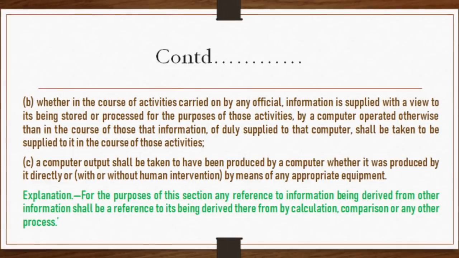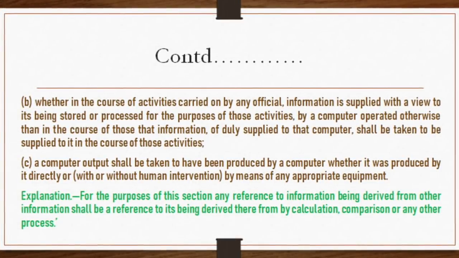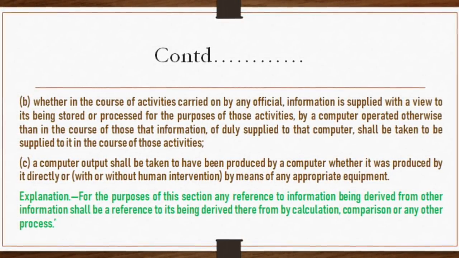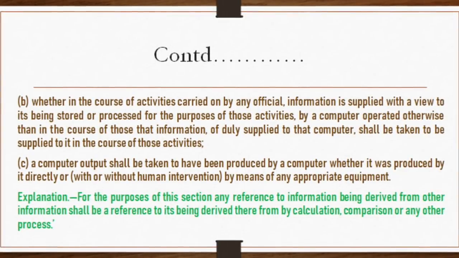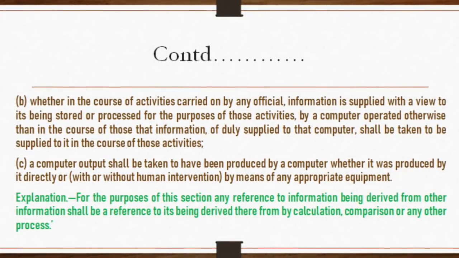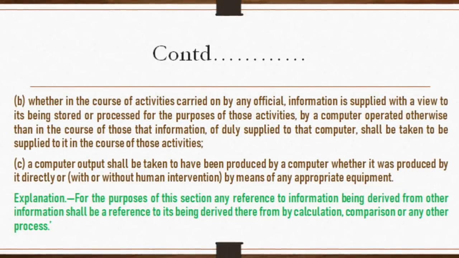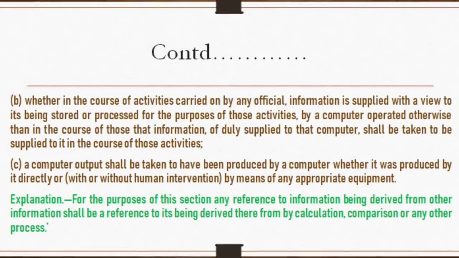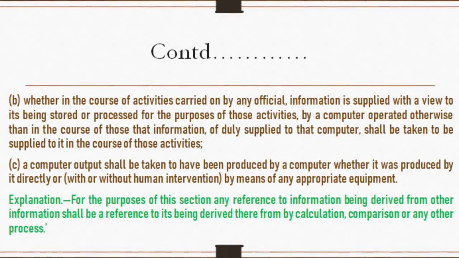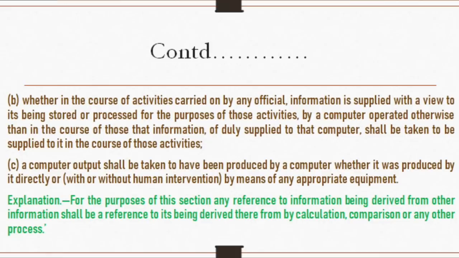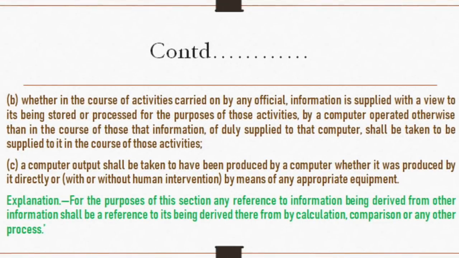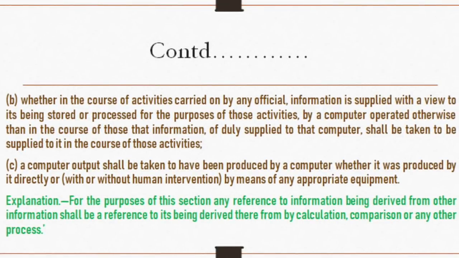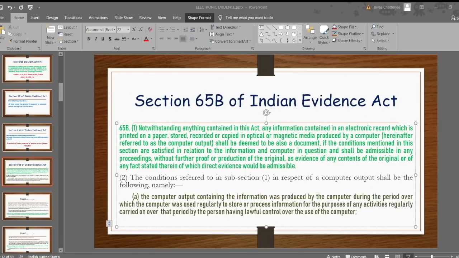A computer output shall be taken to have been produced by a computer, whether it was produced by it directly or with or without human intervention by means of any appropriate equipment. For example, an explanation was also given: for the purpose of this section, any reference to information being derived from other information shall be a reference to its being derived therefrom by calculation, comparison, or any other process. So you see, section 65B.